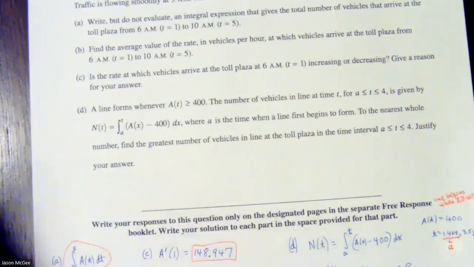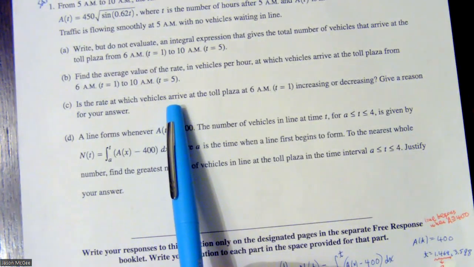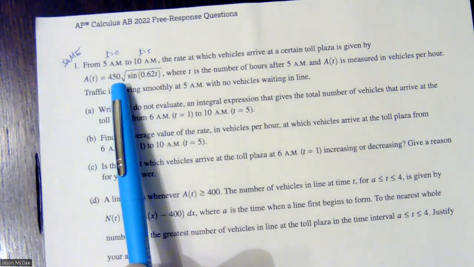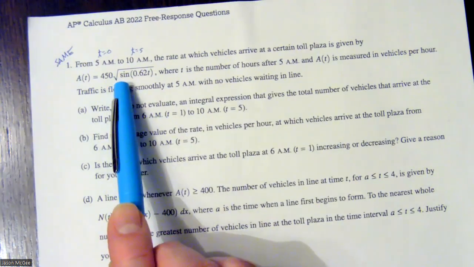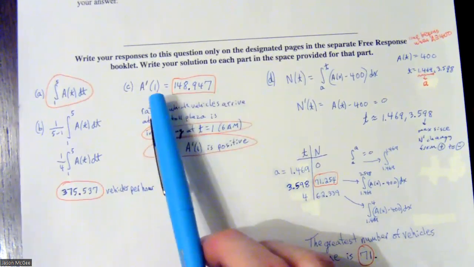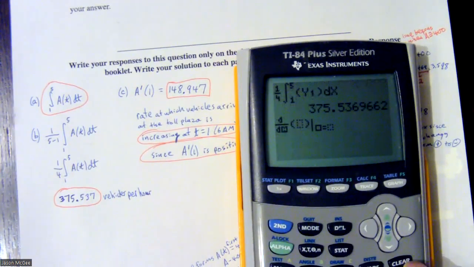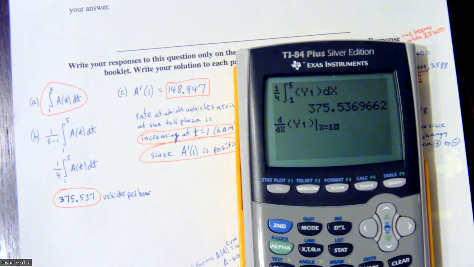Now letter C, it says that it is this rate at which they arrive. So still sticking with this A of t, is that rate increasing or decreasing? So one wants to know, is this A of t increasing or decreasing? That means we need to take the derivative of that, which our calculator would do for us at this t equals 1. And so we'll use the math 8 feature. Alpha trace, hit that y1 in there at x equals 1, and it'll take that derivative for us.